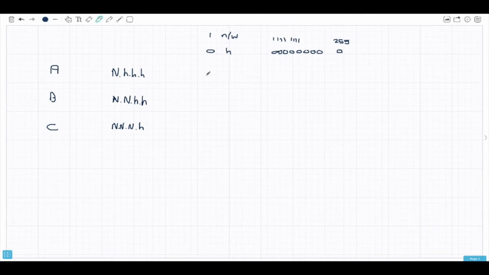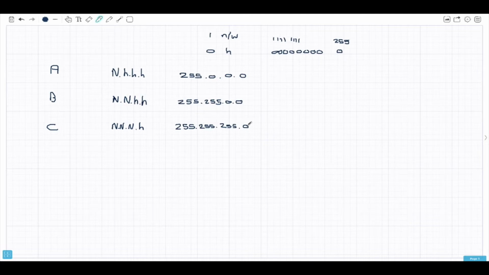So the decimal representation of all 1s in 8 bits is 255. We have a network mask of 255.0.0.0 for a class A address. And we have 255.255.0.0 for a class B address. And then, of course, continuing the pattern, you have 255.255.255.0 for a class C address.